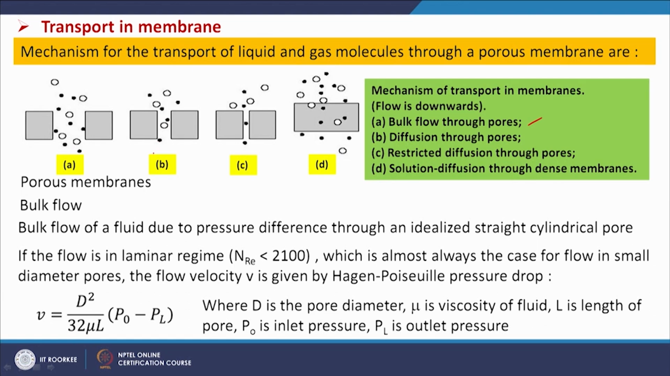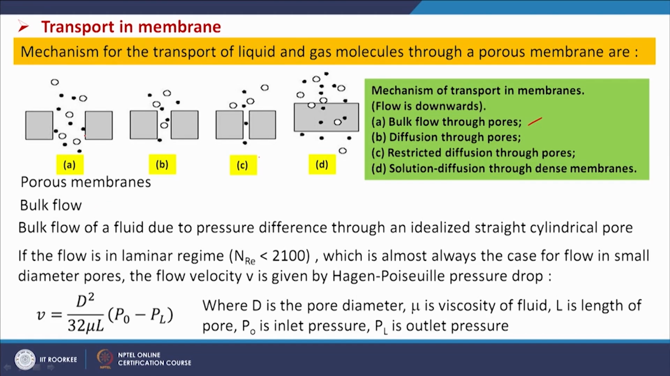But C is restricted diffusion, and here some other type of mechanism is possible, that is solution diffusion through dense membranes. So, for dense membranes, we are not considering the pores; the solution comes inside and is being diffused. So, that way the smaller size molecules, or those having more affinity with the membrane material, can pass through it easily with respect to other molecules. So, that is the mechanism for the purification of the water or the removal of pollutants from the water.